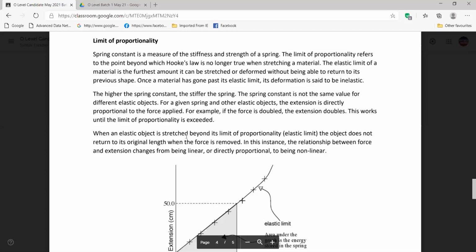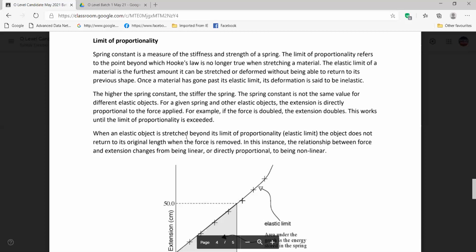So your k is the spring constant, F by x. If this ratio is higher, that means you are applying too much load, but your extension is very less. That time you have the greater spring constant. Is it clear now? Yes, sir. The first sentence is clear.